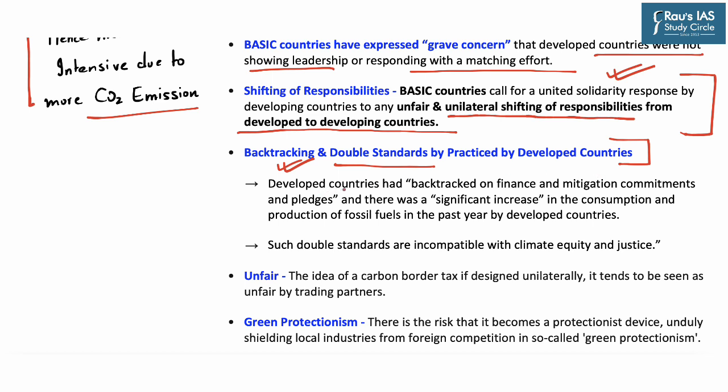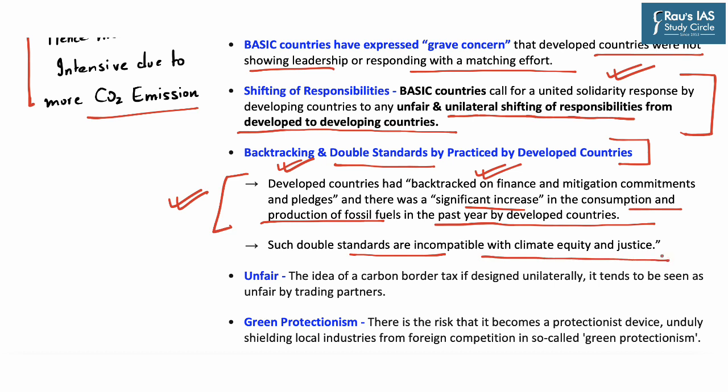So it says that developed countries have backtracked on finance and mitigation commitments and also pledges, and there was a significant increase in the consumption and production of fossil fuels in the past year by developed countries. So they are also being carbon intensive. So the BASIC countries say that such double standards are incompatible with climate equity and justice.